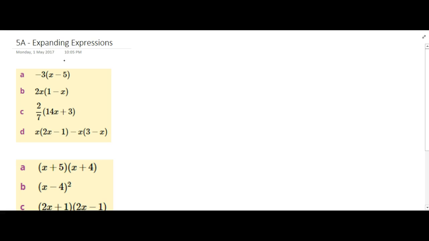So we use something called the distributive law, okay, to get rid of the brackets. So what that means is everything inside gets multiplied by everything outside. Okay, so remembering negative 3 times x is negative 3x, and negative 3 times negative 5 is positive 15. Okay, it's really important that you remember your directed number arithmetic in these type of questions.